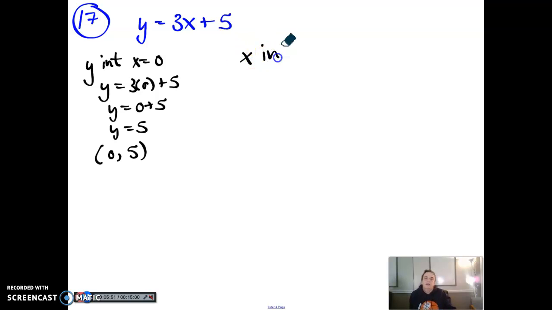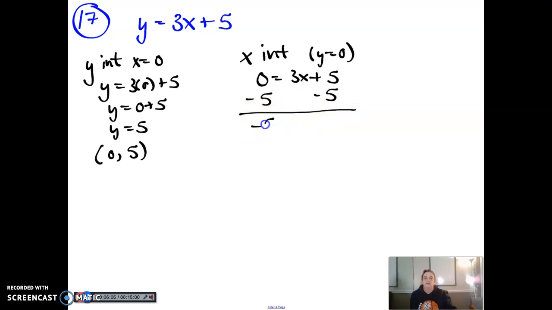My x-intercept is when y equals 0. So if I rewrite my equation, that becomes 0 equals 3x plus 5. So I have to solve this equation. I've got to move this 5 to the other side, so subtract 5 from both sides. Negative 5 equals 3x. Now I have to get rid of this 3. It's multiplying, so I'll go ahead and divide it. And I end up with x equals negative 5/3.